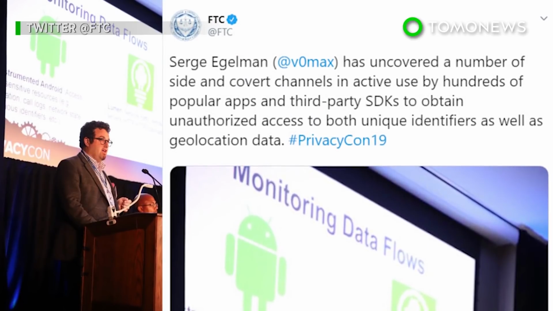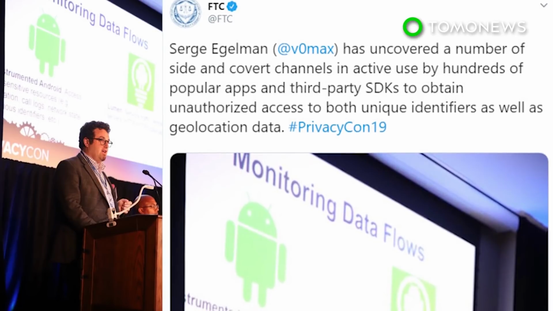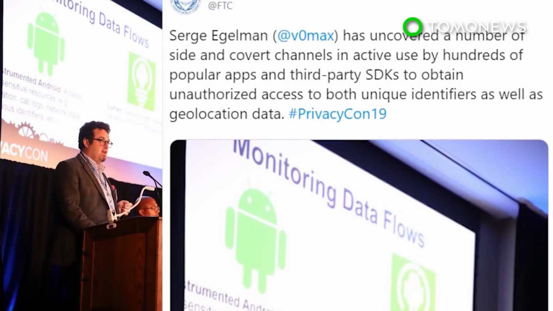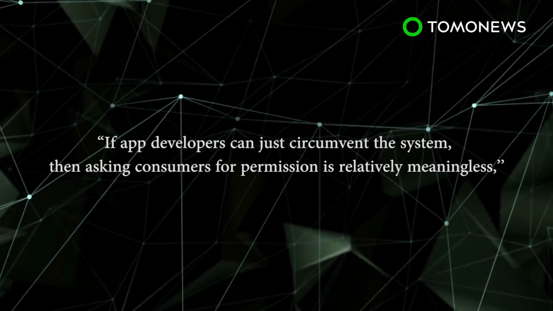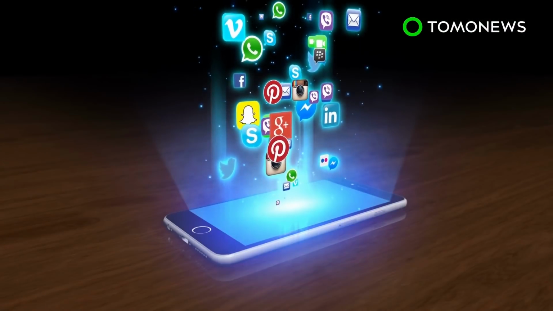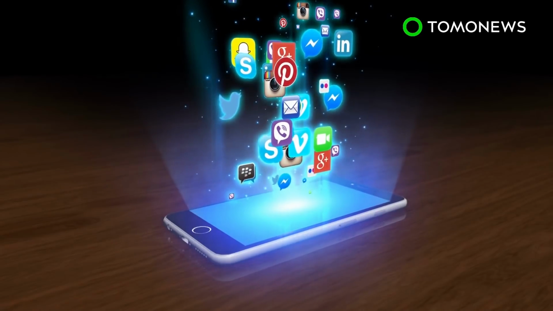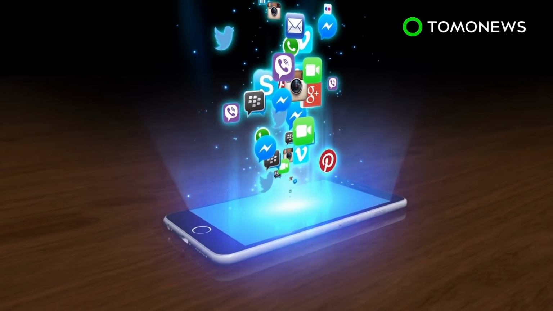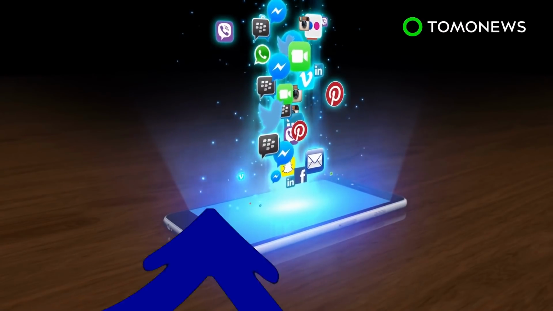Serge Egelman, research director of usable security and privacy at the Institute, said at the FTC conference that consumers have few tools they can use to control and make decisions about their privacy. If app developers can just circumvent the system, then asking consumers for permission is relatively meaningless, he said. The study looked at more than 88,000 Android apps from the Google Play Store. According to CNET, Egelman will be releasing details and a list of the 1,325 Android apps in August when he presents the study at the Usenix Security Conference.